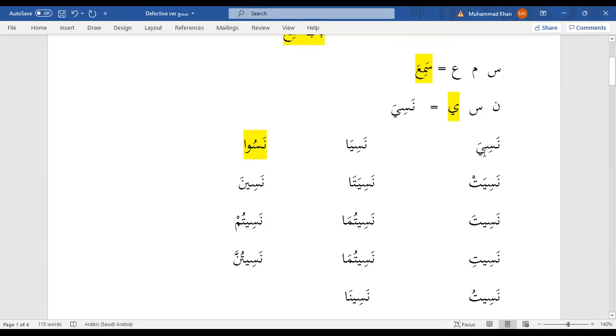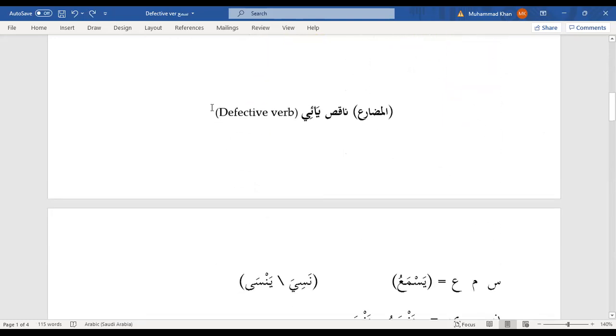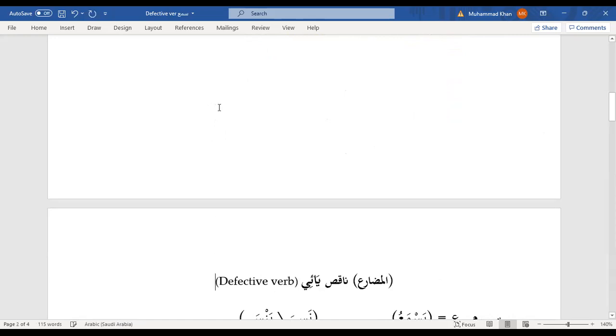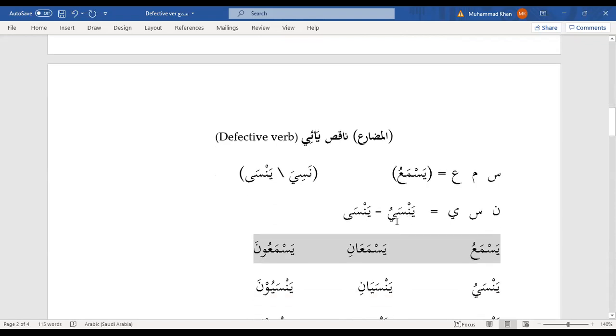Yes, Ustad. There is no need to change the first one, and there is no need to change the fourth one, because as we have seen here, these changes are not needed over here. So we move on to the present now, and in the present, we know that the present of Samia will be yasma'u. Samia, yasma'u, okay? So here we have Nasiya, so we will have yansayu. Yansayu, okay. Now what change should take place over here?